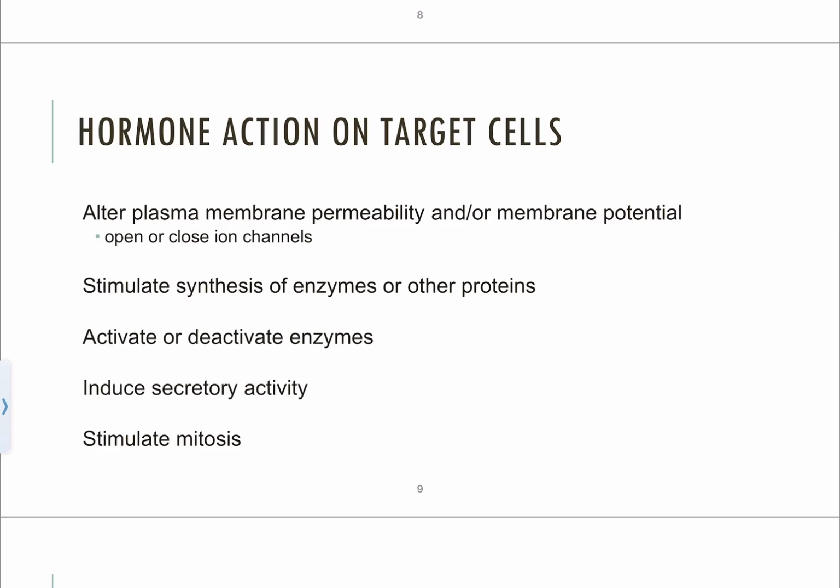They can alter the plasma membrane permeability and/or the membrane potential. How do they do that? By opening and closing different ion channels. Also, they can stimulate the synthesis of enzymes and other proteins. They can also activate or deactivate enzymes. Once they bind, they can also induce some sort of secretory activity. And finally, they can stimulate cellular division or mitosis.